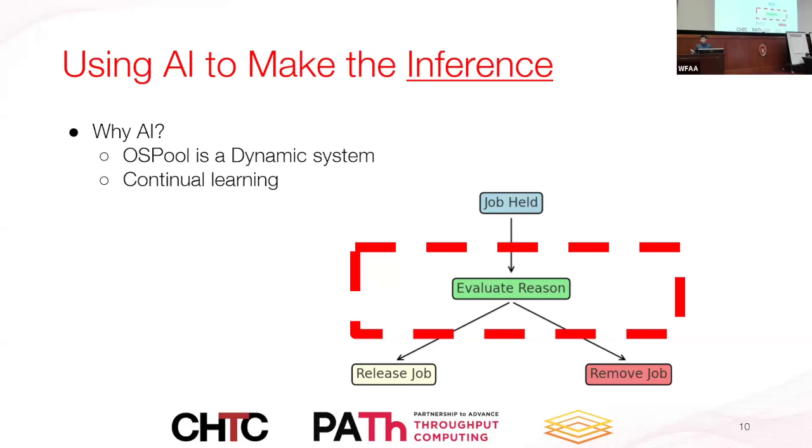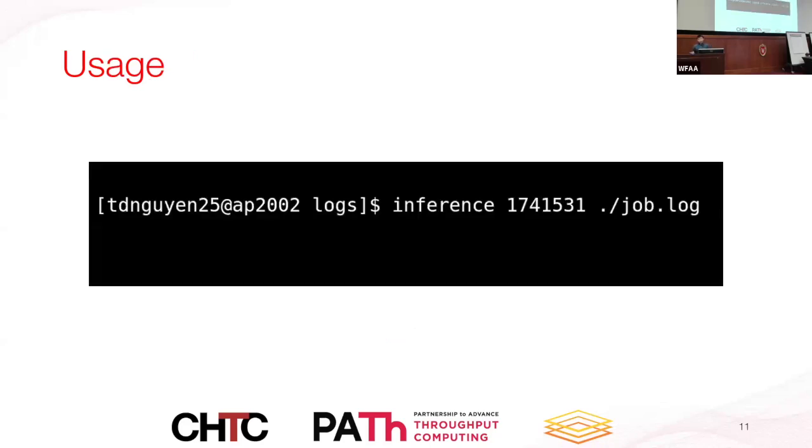So let's say we have a model that can make the inference. How would the user actually use it? Going back to the previous example, the job is in a hold state and the user is connected to an access point. This is their command line interface. They would simply run the tool. Let's just call it inference for the sake of this example. They provide the job ID and the log file that was generated when the job was submitted. Given this information, it will just spit out a binary output.